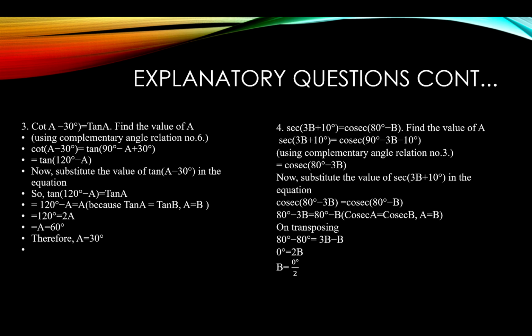Using the fact that if cosec A is equal to cosec B then A is equal to B, we find that 80 degrees minus 3B is equal to 80 degrees minus B. On transposing, we find that 80 minus 80 is equal to 0 and 3B minus B is equal to 2B. So B is equal to 0 degrees by 2. 0 by 2 is not undefined, because if you know that 0 by 1 is 0, then 0 by 2 is, I haven't checked, but it is not undefined. But if it were 2 by 0, then it would have been undefined.